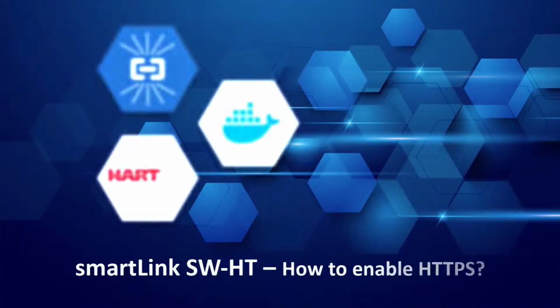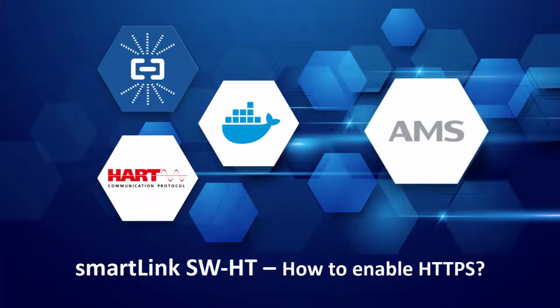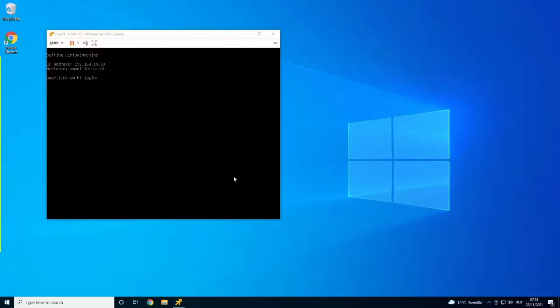In this tutorial, you will see how to enable HTTPS in the virtual machines of the smartLink SWHT software. First, you have to generate a HTTPS certificate in the VM. Log in to the console of the smartLink SWHT VM with the root account.